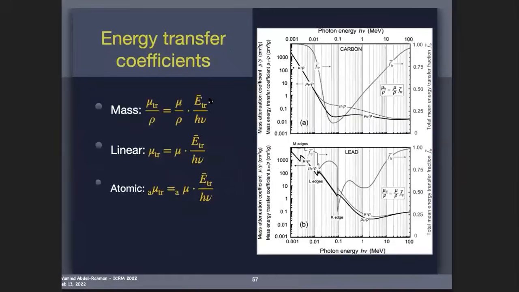And multiplying this ratio of mean energy transfer divided by the photon energy by the attenuation coefficient, we get the energy transfer coefficients, or the mass or the linear energy transfer coefficients.